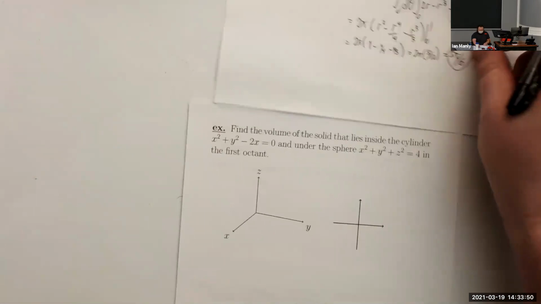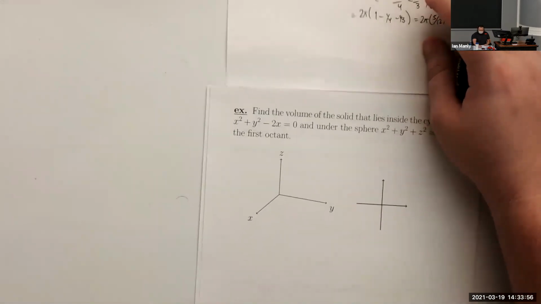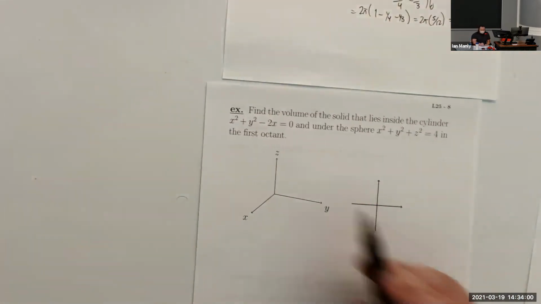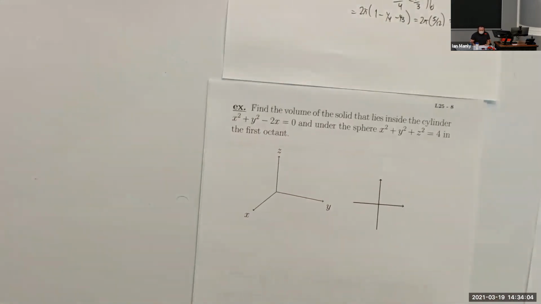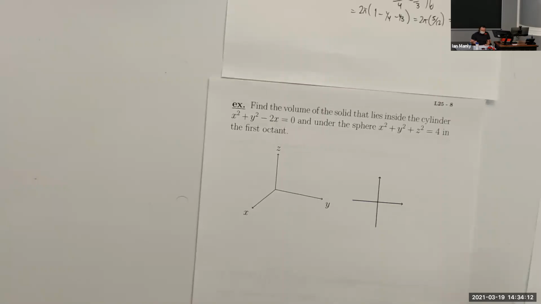All right, let's do one more and then you guys can have a good weekend here. So find the volume of the solid that lies inside the cylinder x squared plus y squared minus 2x is 0, and under the sphere x squared plus y squared plus z squared is 4, and this will be in the first octant right here.